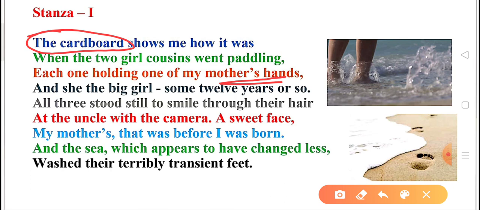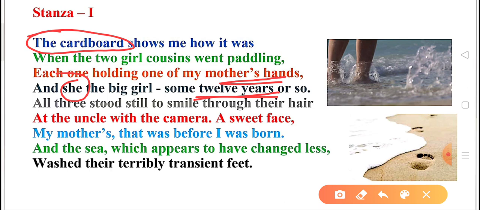Means she always was standing in the center of the three. And she, who is she over here? She refers to the poet's mother, the big girl, some 12 years or so. The age of the poet's mother in those days was around 11 or 12. Not exact, but around 11 or 12, maybe 13. It means she was in her early adolescence.